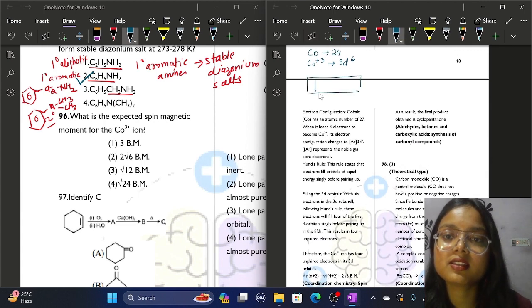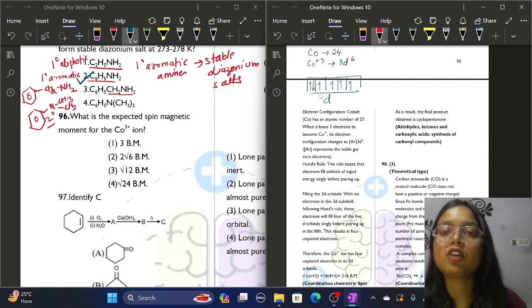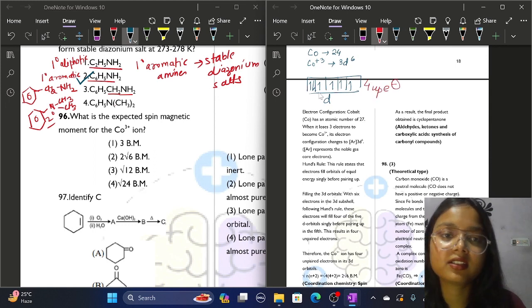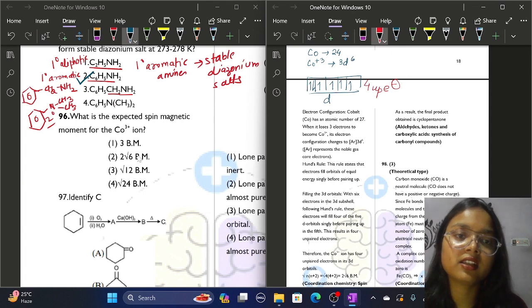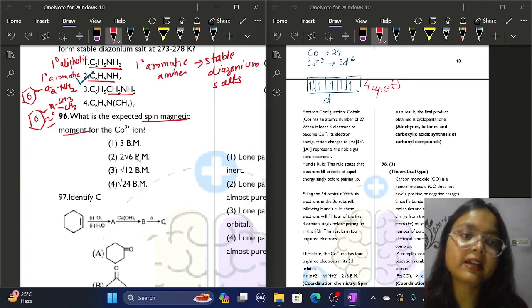3d6 means these are the d orbitals, and 3d6 means 1, 2, 3, 4, 5 and 6. Okay, which means, how many unpaired electrons are there? 4. So 4 unpaired electrons are there. Let's put down the formula for spin magnetic moment.